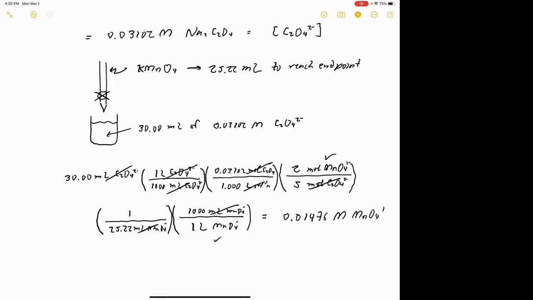The good thing is, and this is where we'll pick up next time, I can take that concentration of permanganate that I've just standardized, because I've standardized it against a primary standard, and I can use it in some other analysis where permanganate is required as the titrant. So that'll be part B that we'll pick up with next time.